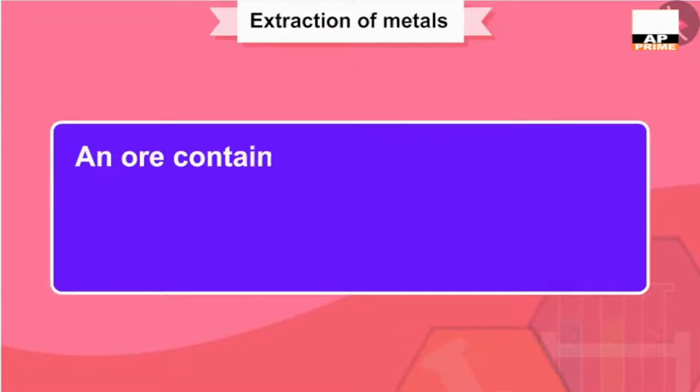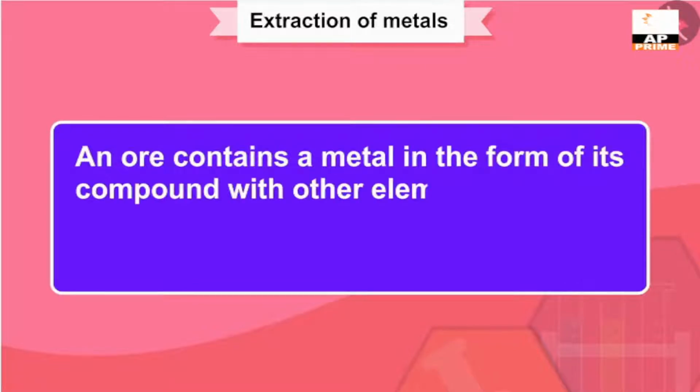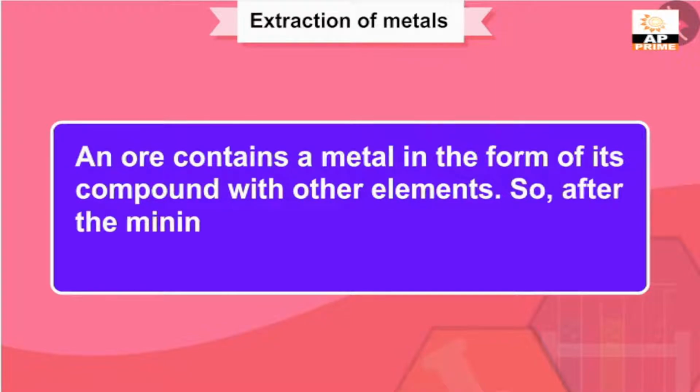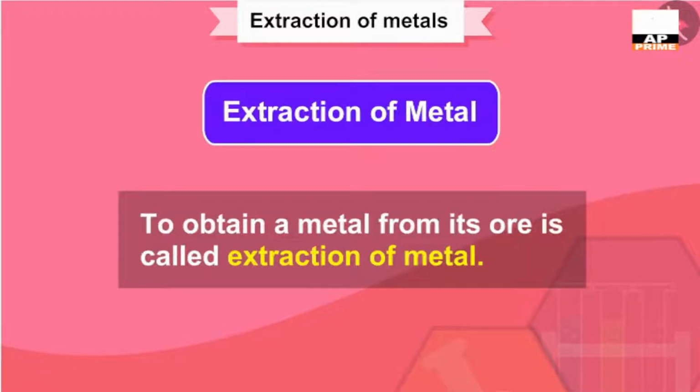An ore contains a metal in the form of its compound with other elements. So, after the mining of the ore from the ground, it must be converted into pure metal. To obtain a metal from its ore is called extraction of metal.